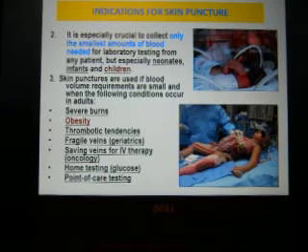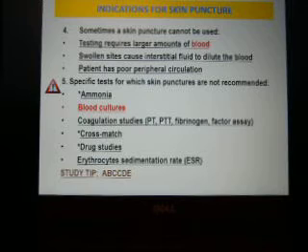Other things that may require you to do a skin puncture, and you see the list up here: severe burns on the arms, obesity, saving veins for IV therapies for oncology patients, and all the rest that are on there. We talked about point of care testing and how much of a game changer that is.